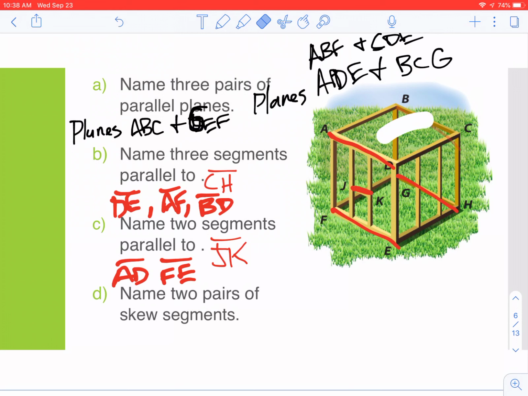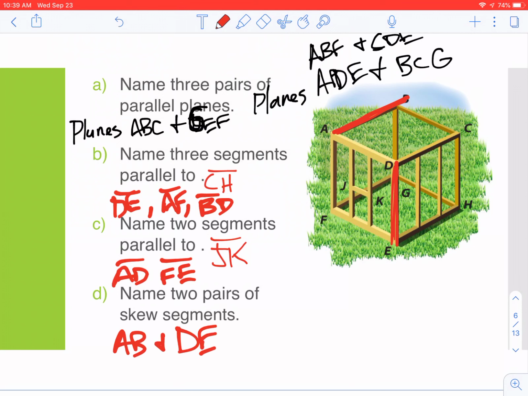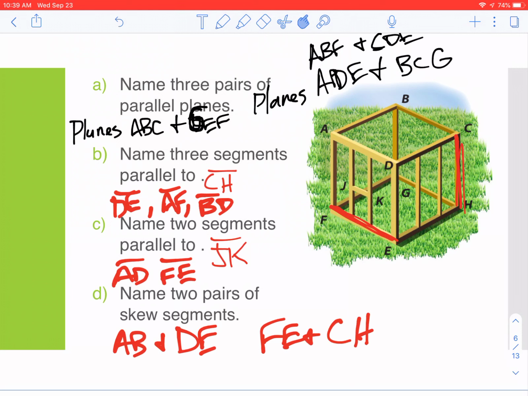Name 2 pairs of skew segments. There's lots of different answers on here. Let's just start with AB. I'm going to find what's skew to AB, but you guys have lots of different answers. Okay? AB and DE. And then let me pick another pair. Let's go with FE and CH. There are a few other answers on there as well. But so that's how you find parallel and skew.